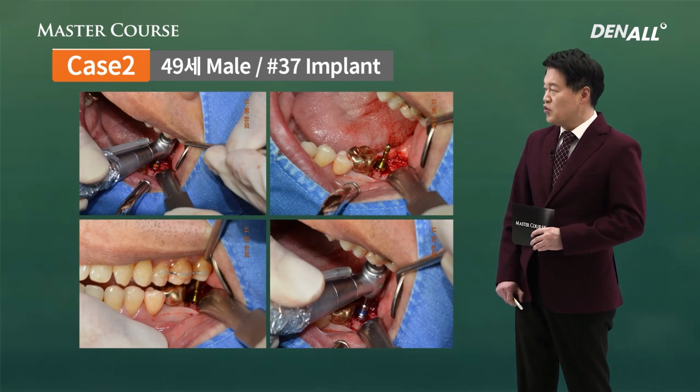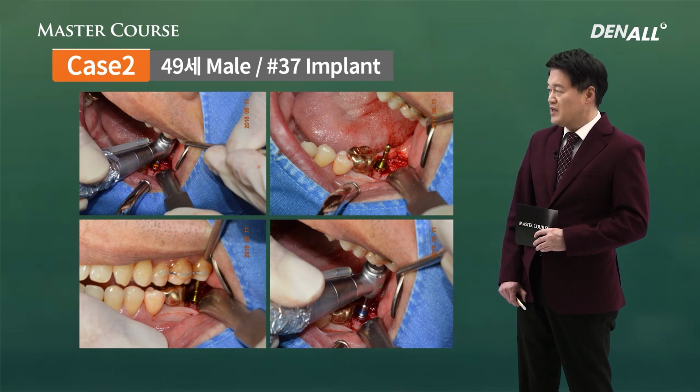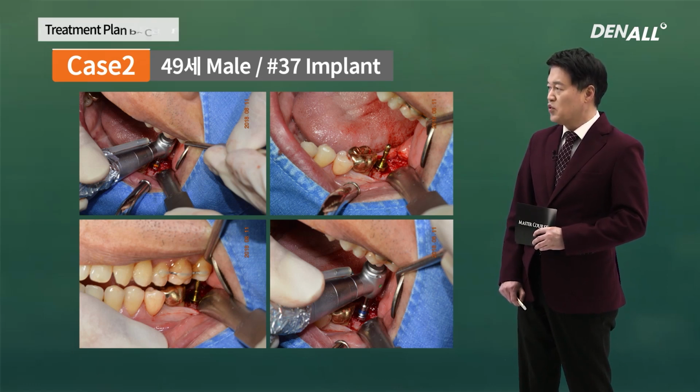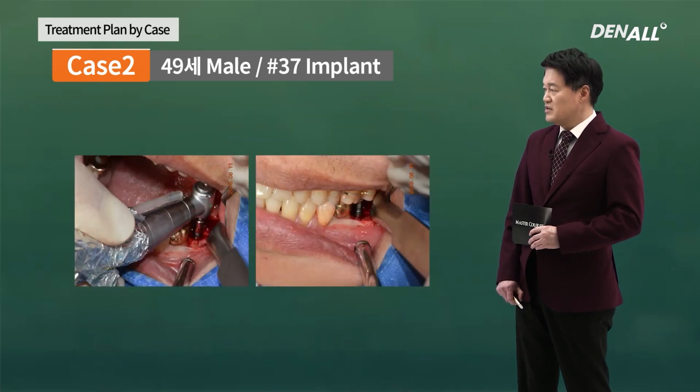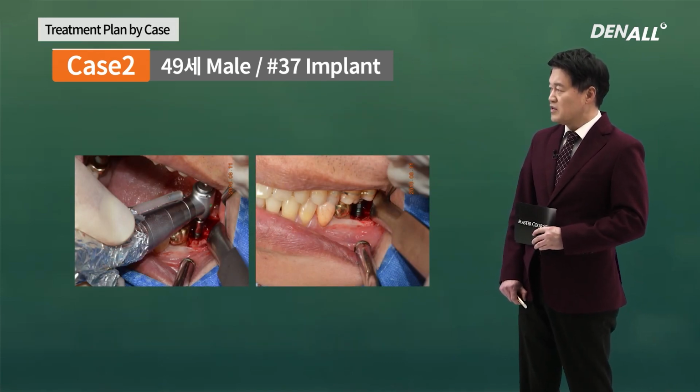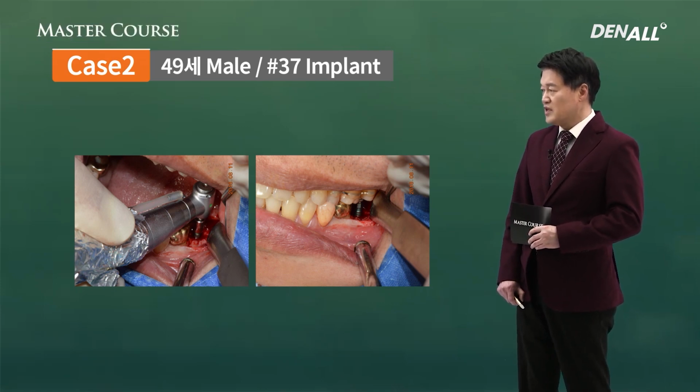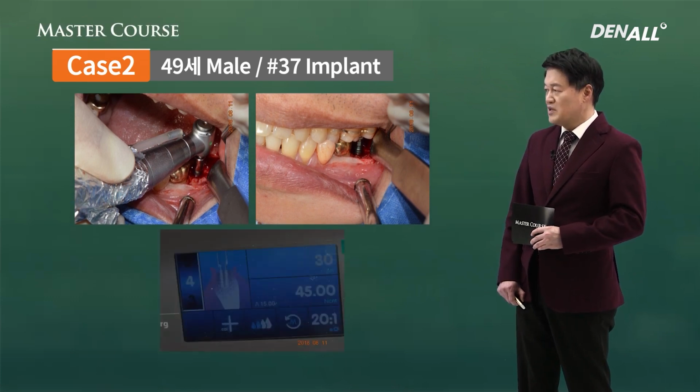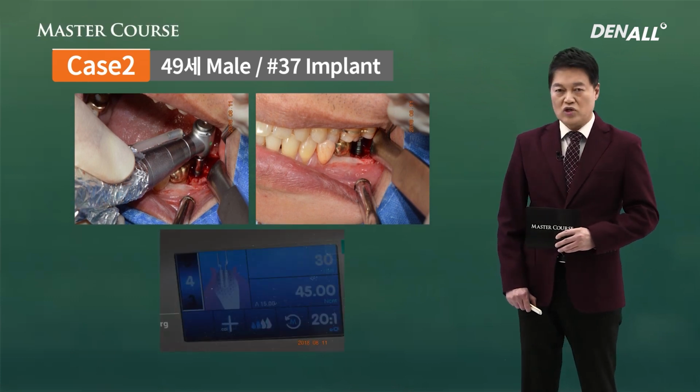Drilling was done in sequence, and at the final stage, the guide pin was put in for checking, and drilling was done, and then the implant was placed. Mount is connected, and you check the placement position and depths. The torque value is 15 newtons.